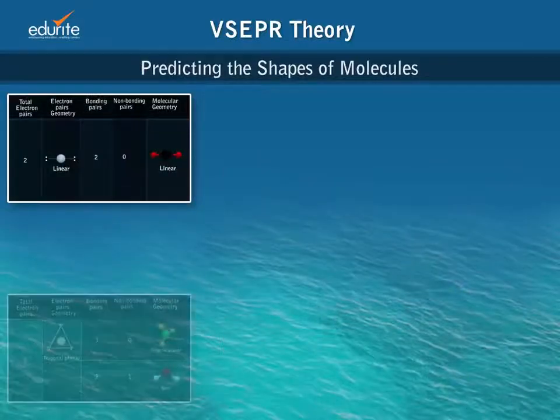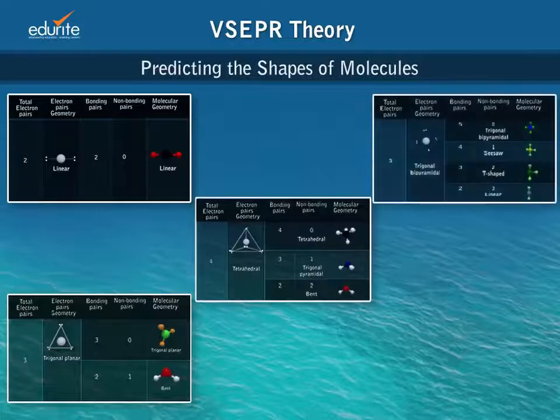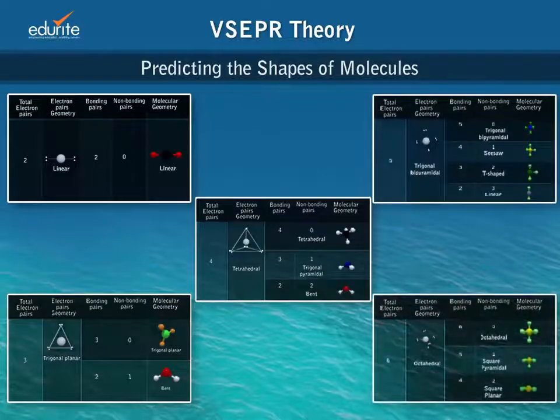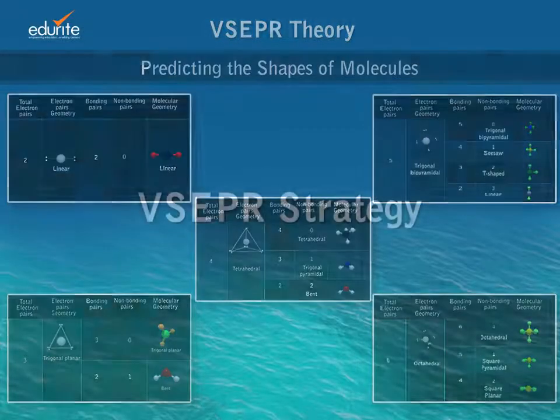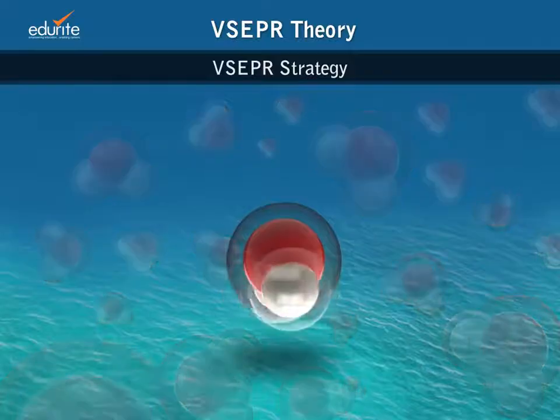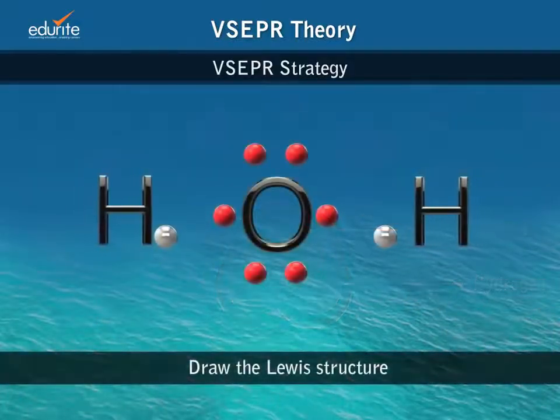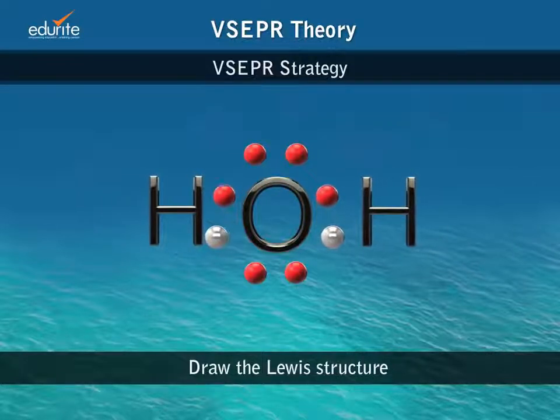Shown here is a chart which depicts the possible VSEPR molecular geometries. Take a look at it again. VSEPR strategy. Let us now use the VSEPR strategy to predict the shape of a water molecule. First, draw the Lewis structure of the water molecule.